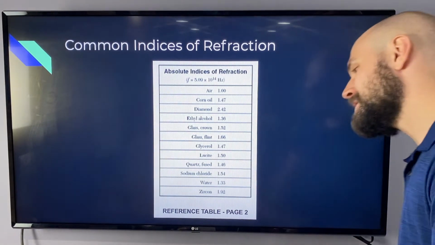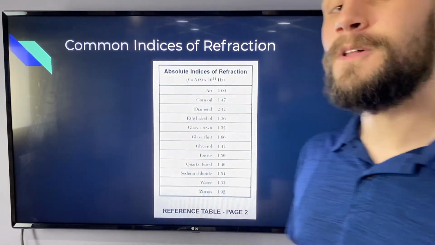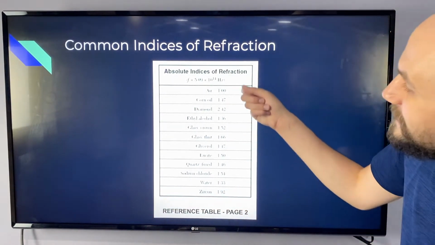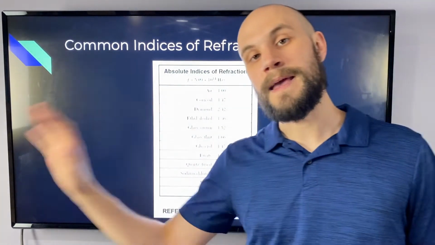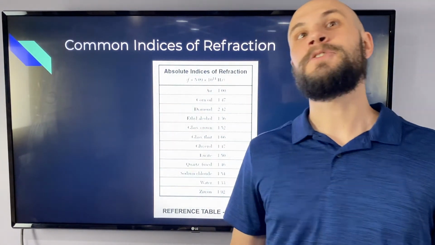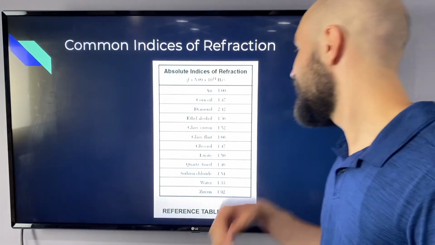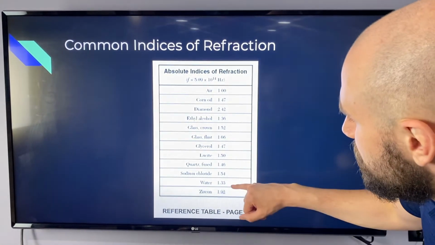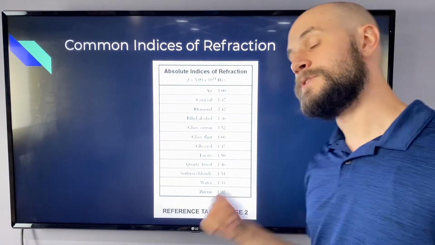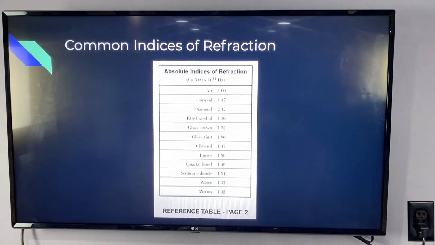Now, the fact that I'm showing you this table, this is on page 2 of the reference table, by the way, this means that you will be expected to know where to find this table and know where to find these indices of refraction to make calculations in the future. A question could ask, light goes from water to crown glass. So you have to look and say, okay, well, water has an index of refraction of 1.33. Crown glass has an index of refraction of 1.52. You have to know where to find these numbers to use them for our questions.